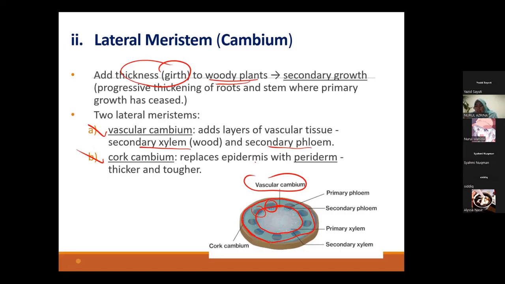Okay, next is cork cambium. So cork cambium replaces epidermis with periderm. So remember what is epidermis? The outer layer that protects the outer layer of the plant, right? But for woody plant, untuk tumbuhan-tumbuhan yang berbatang, the epidermis will be replaced with periderm. Periderm ni apa, madam? Kalau kita tengok pokok yang tua-tua, kita panggil bark. Kuping-kuping dekat bahagian luar pokok tu yang macam keras-keras, macam nak terkopak-terkopak tu, that is periderm. So periderm is thicker and tougher. So this is only found in woody plant.